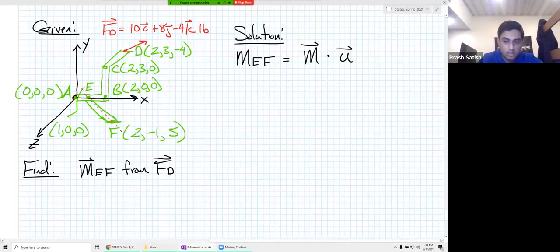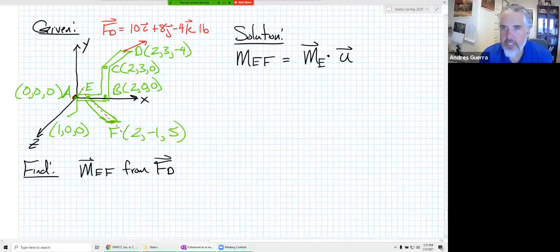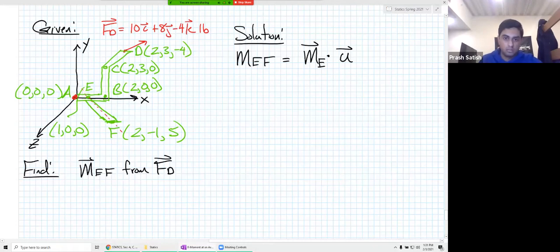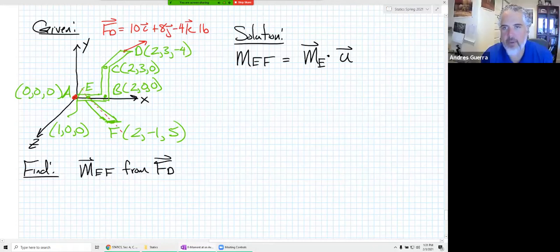E, probably. Moment about E. Yeah, so let's take the moment about E because of the coordinates. I'm just looking at the coordinates of E. It's 1, 0, 0. I could take F. I could take the moment about F. That would work too. Because remember, we can use any point on the axis of interest.